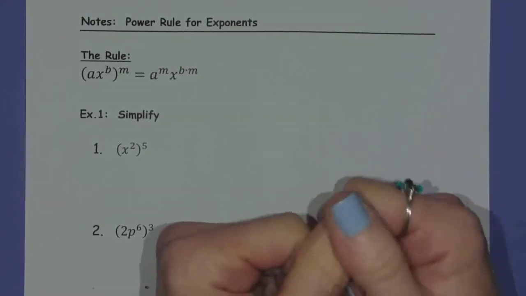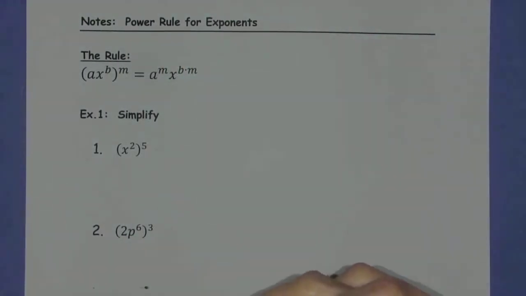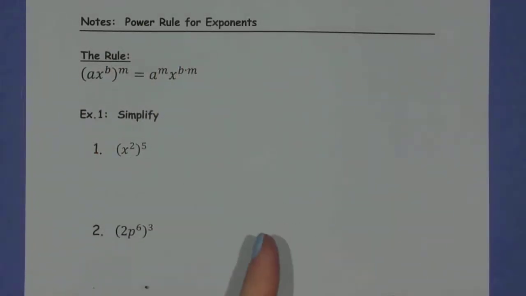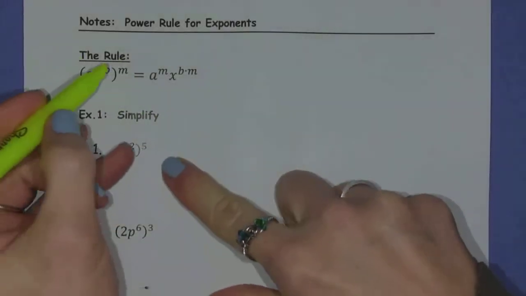So Algebra 1 students, you know we've been working with different rules for exponents. Yesterday we learned the product rule. Today we're learning what's called the power rule. So just like I did yesterday, I'm going to start by giving you the rule. It won't make much sense at first, but by the end of this lesson, it will make sense. So here's the rule, plain and simple.